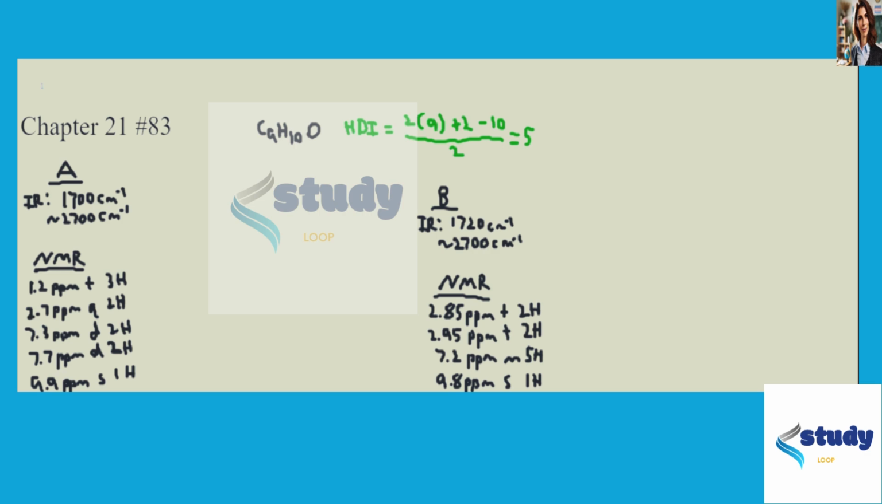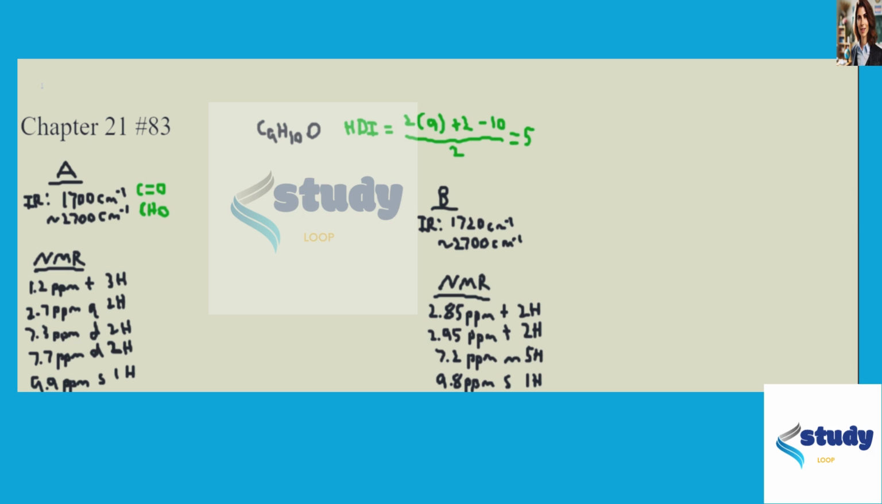So each of these molecules is going to have an aromatic ring, because remember that accounts for 4. And so I'm going to say tentatively that each of these is an aromatic ring with a carbonyl. Okay, so looking at A, the IR peak at 1700 wave number tells us that there is a carbonyl in this molecule, and the peak at around 2700 wave number tells us that this is an aldehyde.